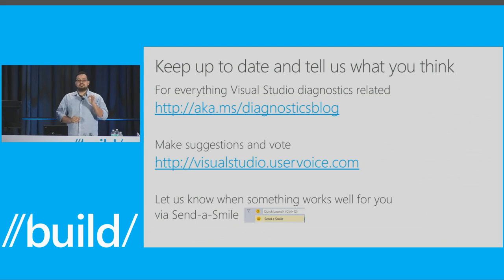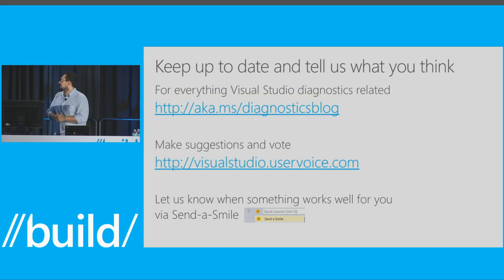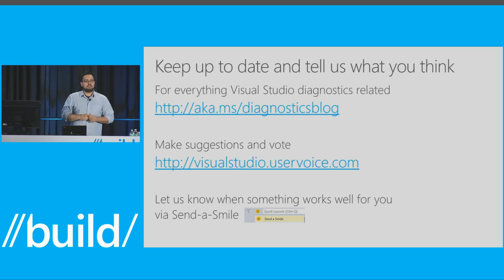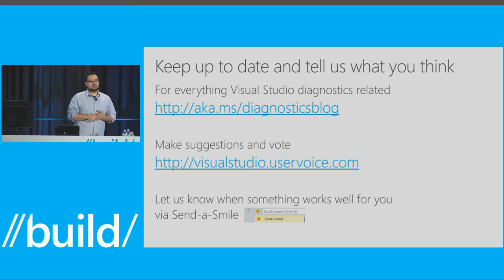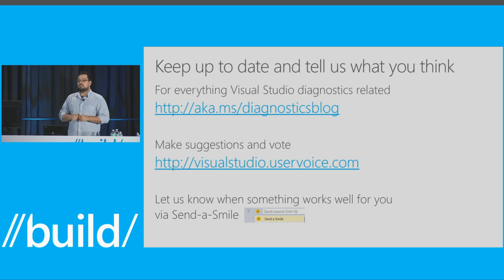So here's something that not many people know. Look at the very last bullet point there that talks about using the send a smile functionality on the top right corner of Visual Studio. If you send a smile and put the right kind of keywords in there, for example, if you say IntelliTrace did this, that comes to me. If you say the debugger did this, that goes to the debugger PM. Every single bit of feedback that you give us, either positive or negative, gets read, not by some random person, but by the product team. So your feedback is invaluable.